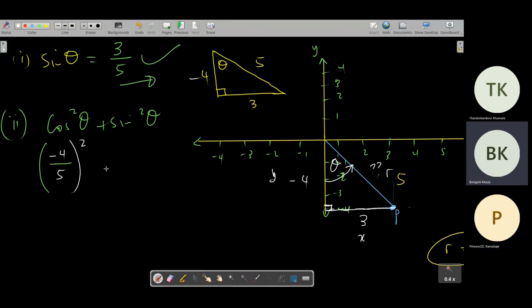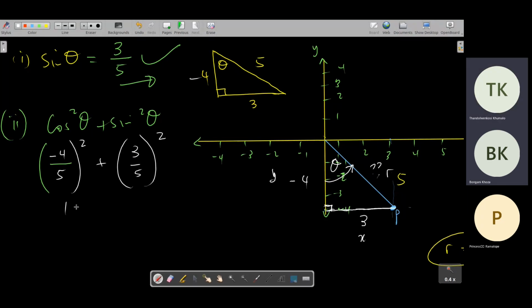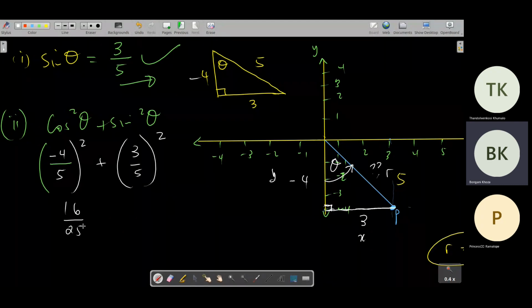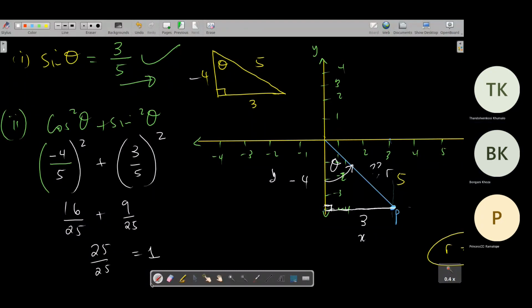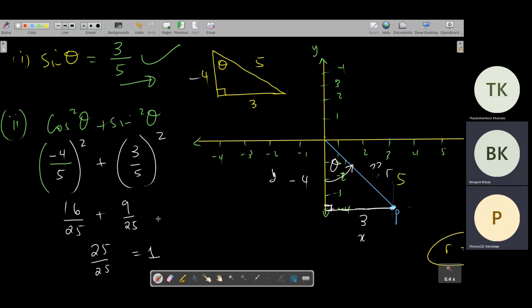And then you square, like that. And then plus, what's our sine? It was just 3 over 5. And then you square. When it was squared, this is what you have. Then you can simplify the fractions. This will be 16 over 25 plus 9 over 25. This is 25 over 25, which equals 1.